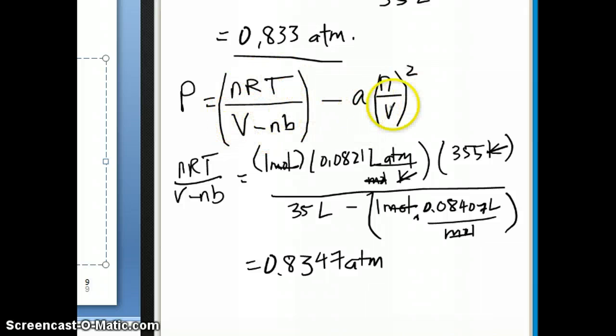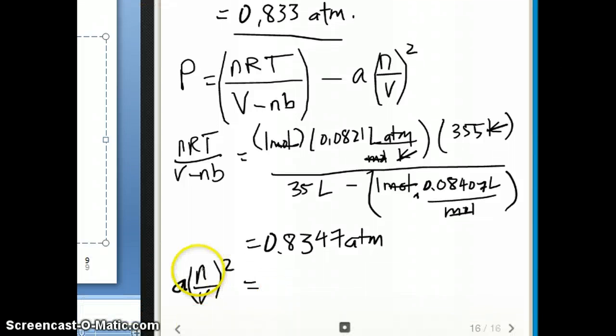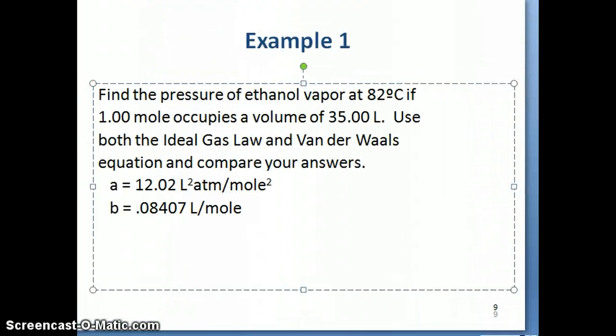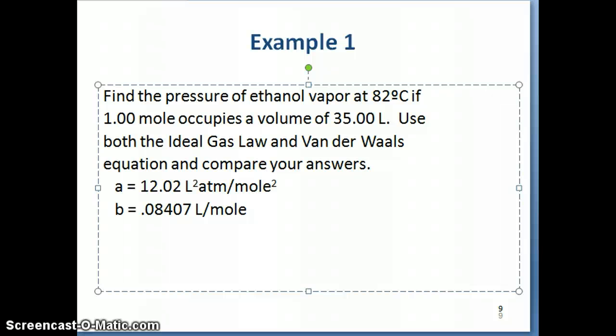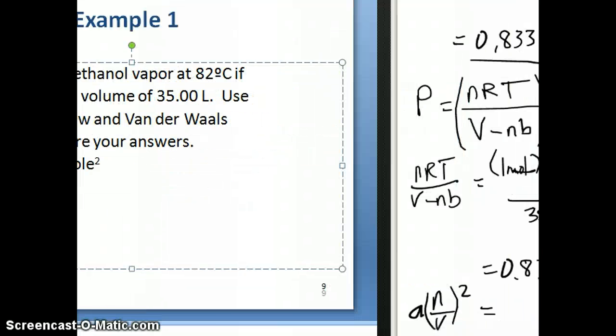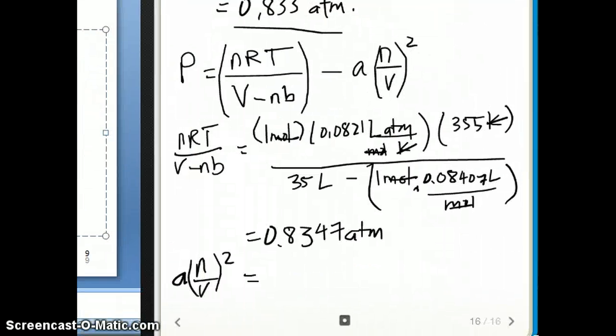Now remember that this is just the first part of the equation. Now I have to go and calculate the second part of the equation, so let's do that. So the second part of the equation is a n over V squared. The a value again is actually given in that question. So if you look back here, it shows 12.02 with the appropriate unit. So I'm gonna just copy that number here, 12.02 liters squared over atmosphere, and then mole squared.